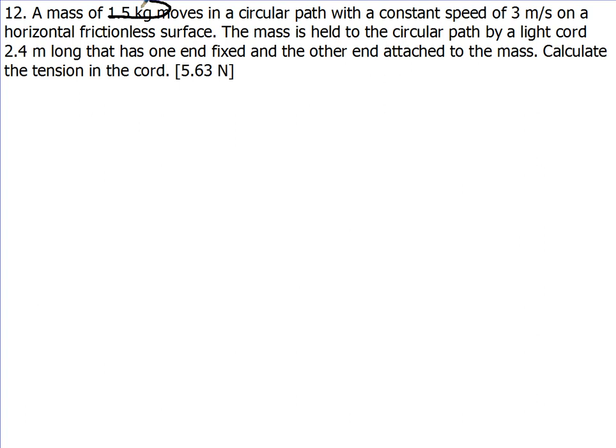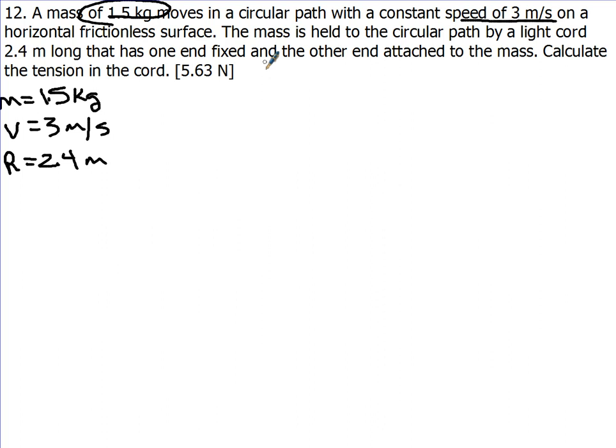A mass of 1.5 kilograms, so m is 1.5 kilograms, moves in a circular path with constant speed of 3 meters per second. v is 3 meters per second. On a horizontal frictionless surface, the mass is held to a circular path by a light cord that is 2.4 meters long and has one end fixed and the other attached to the mass. Find the tension in the cord. All right, so it's this case right here. It's moving around in this lovely circle. And we're going to pretend like that's a real circle.